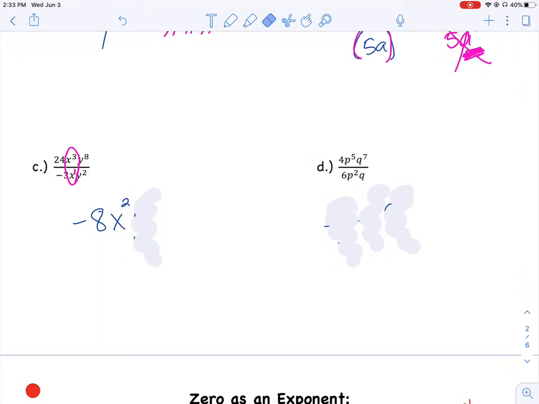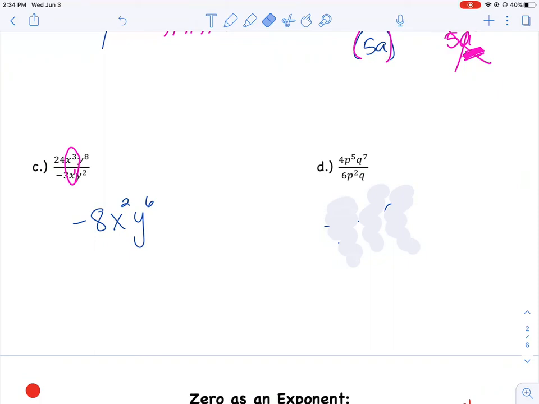Do the same thing with your y's. Those are like bases. So if I have y to the 8th divided by y squared, I can really combine those into the same base and just subtract their exponents. So I got y to the 6th. Your final answer then should be -8 x squared y to the 6th. There's no other like term, so that would be it.